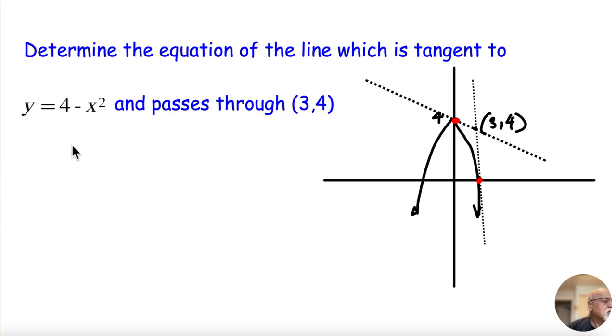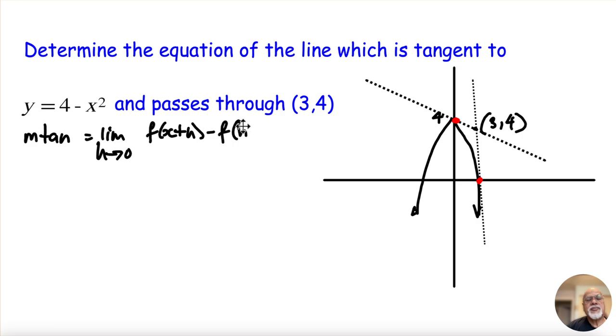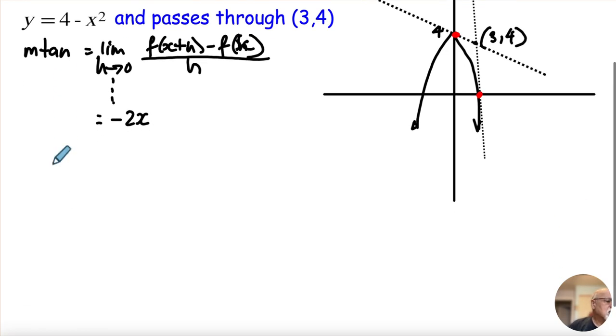Now, we can do this in a number of ways. First of all, if we look at the slope of the tangent as equal to the limit as h goes to 0 of f of x plus h minus f of x all over h. And this is another difficult one to do, and if you do this, you'll end up getting negative 2x. Now, at this point, we could proceed in two different ways.